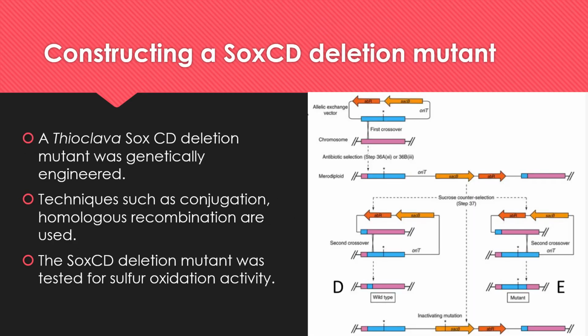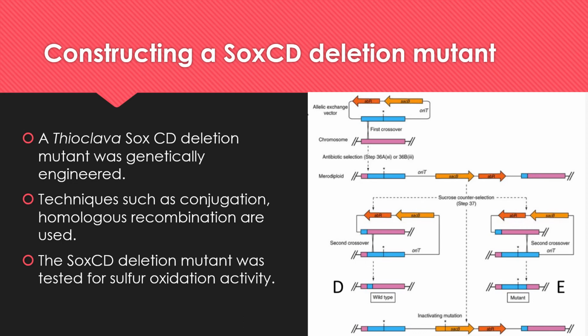Through genetic engineering, our goal was to remove the SoxCD gene, and the techniques that we used for the process were conjugation and homologous recombination. Conjugation is the process by which genetic material is transferred in between bacterial cells, and homologous recombination is the exchange of genetic material between two similar or identical DNA molecules. Using these techniques, we hope to create a Thioclava mutant which lacks the SoxCD gene, and this will be referred to as a knockout mutant.